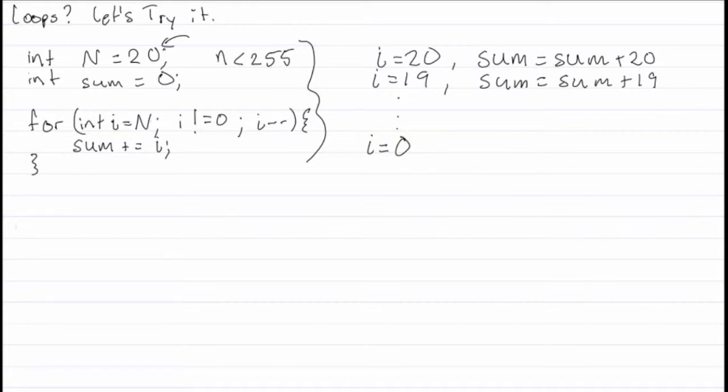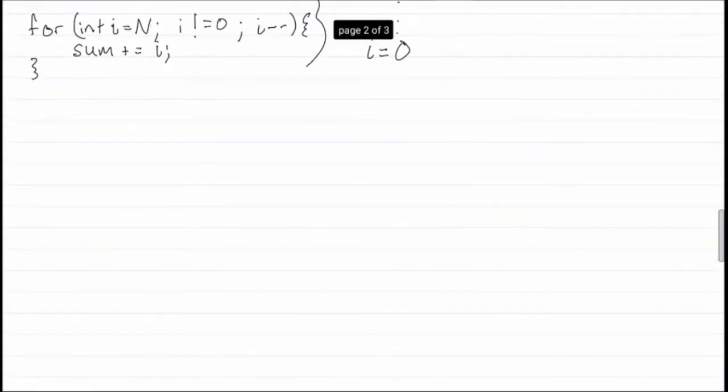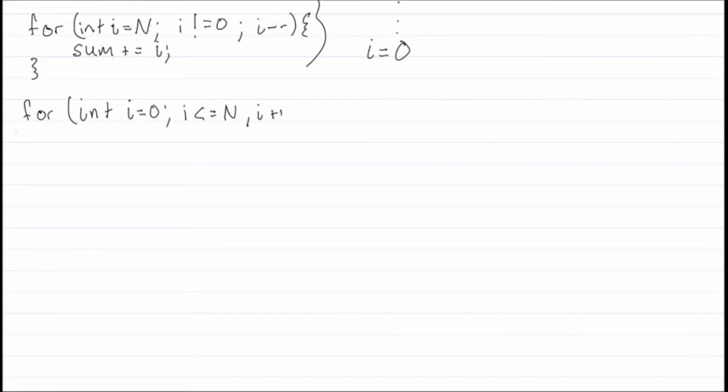Okay, so why did I make the loop as I did? Because normally you would make a loop something like this. If you wanted to count the first 20 numbers, you would do something like int I equals 0, then you would say I is less than or equal to n, and then you would increment like this, and then you would finish off your loop. Well, why didn't we do it like this?